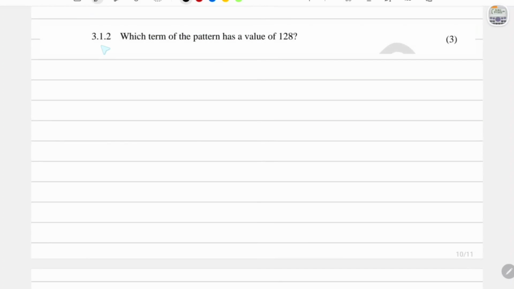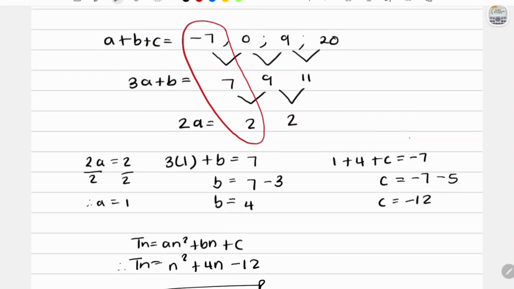Okay, so the next question is 3.1.2, which says, which term of the pattern has a value of 128? Okay, so let's pay attention to the question. It says, which term of the pattern has a value of 128? Let's look at our pattern.